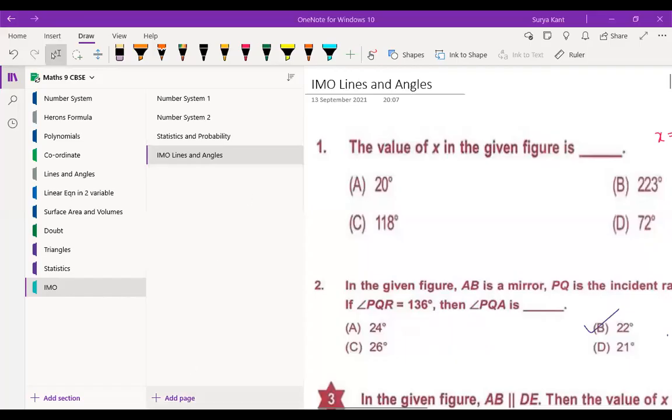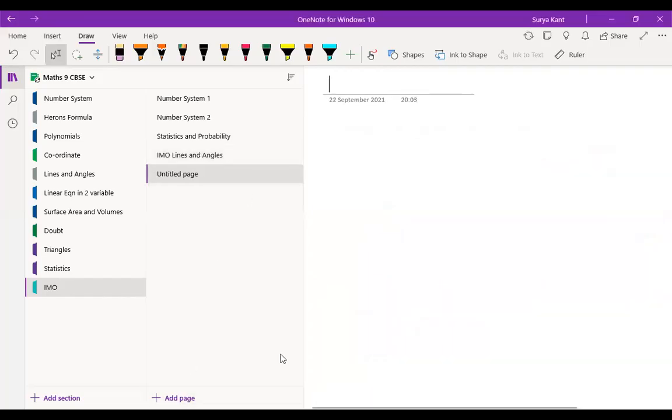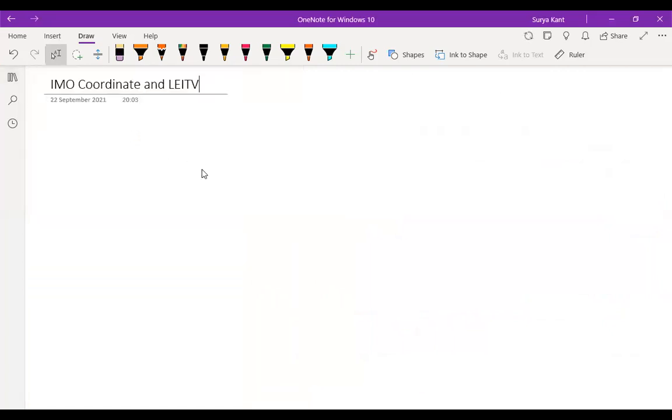So children, today we are going to start IMO based on coordinate geometry and linear equation in two variables. In the IMO part, both chapters are covered under the same lesson only. That's why I'm doing this. Means questions may come from either of these two chapters.